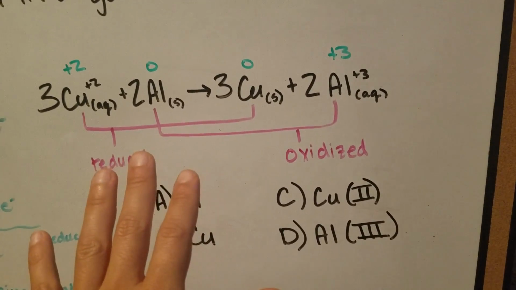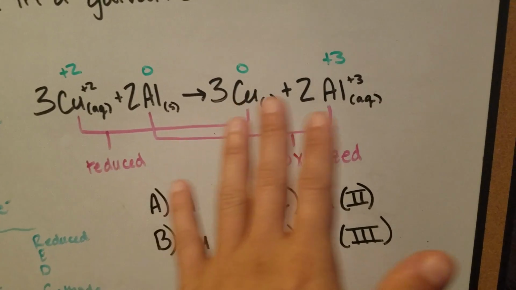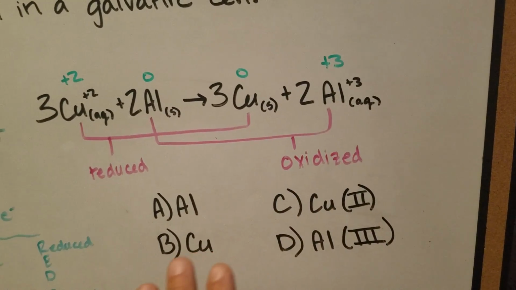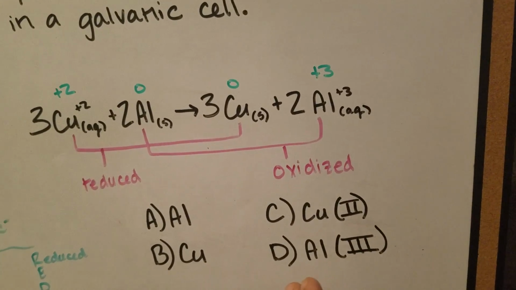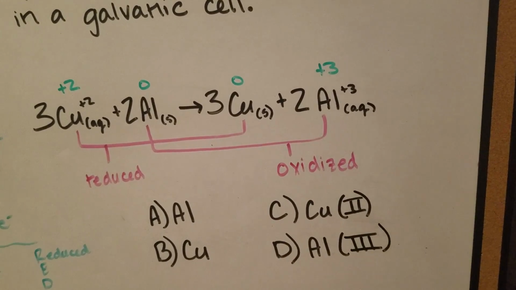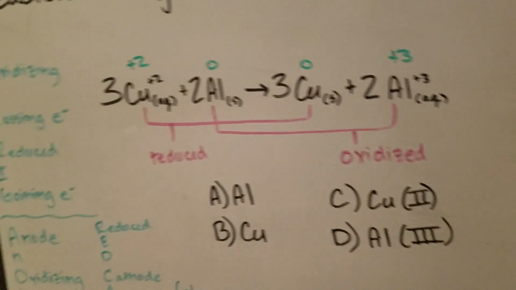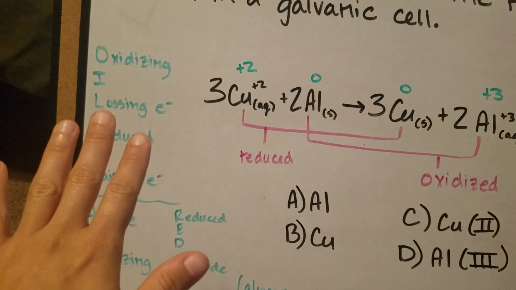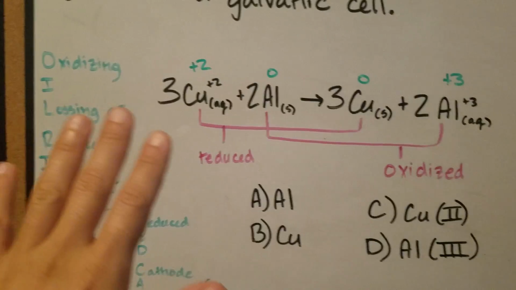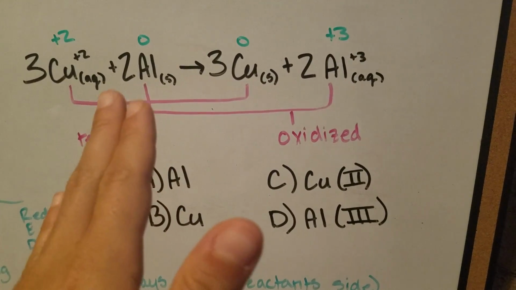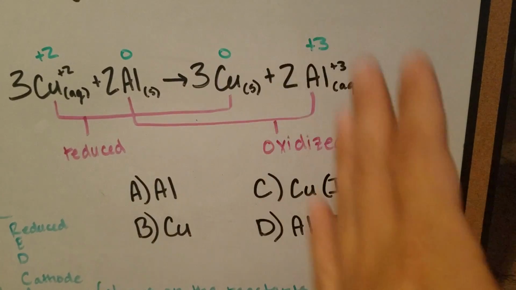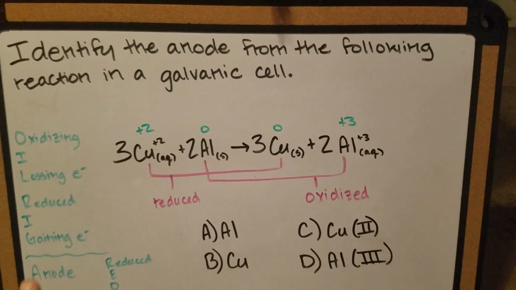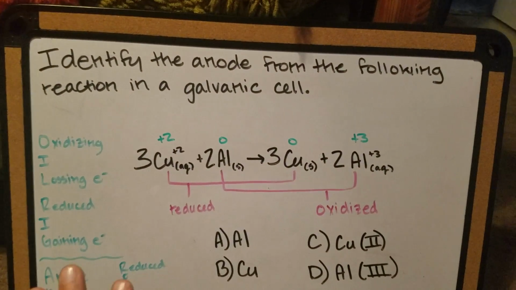And then Al is going from 0 charge over to a +3 charge, meaning that it's becoming more positive, so it's losing electrons, because electrons make something more negative, right? So whenever something is losing an electron, that means it's being oxidized. So Al is being oxidized from 0 charge to a +3 charge. And the question is asking, identify the anode.